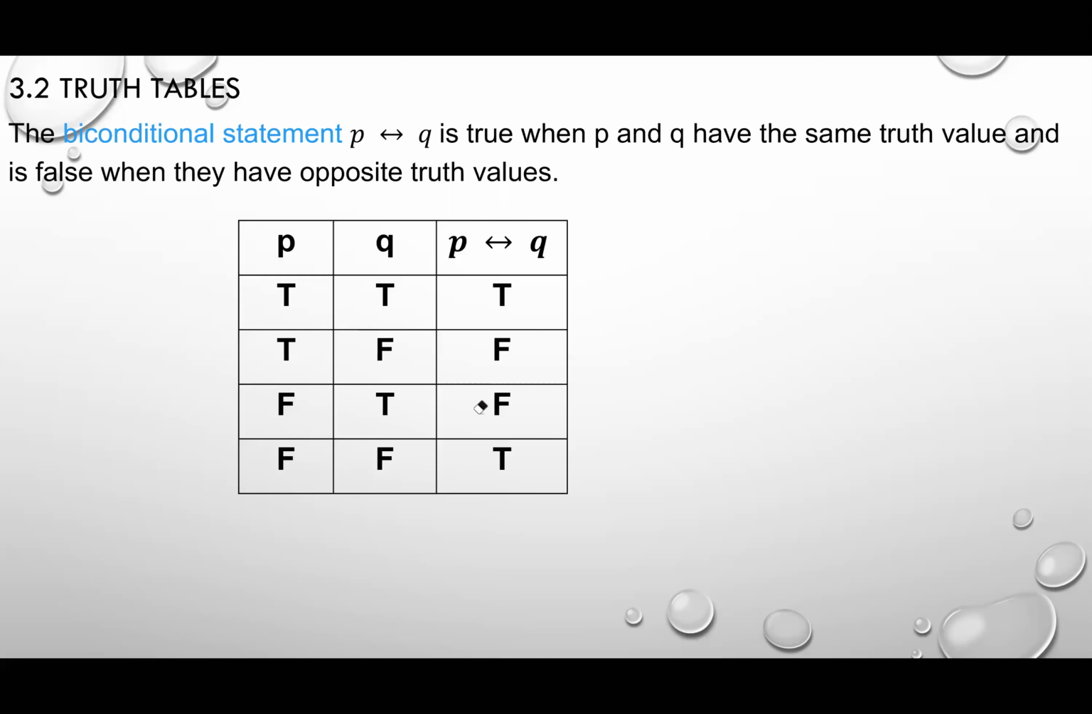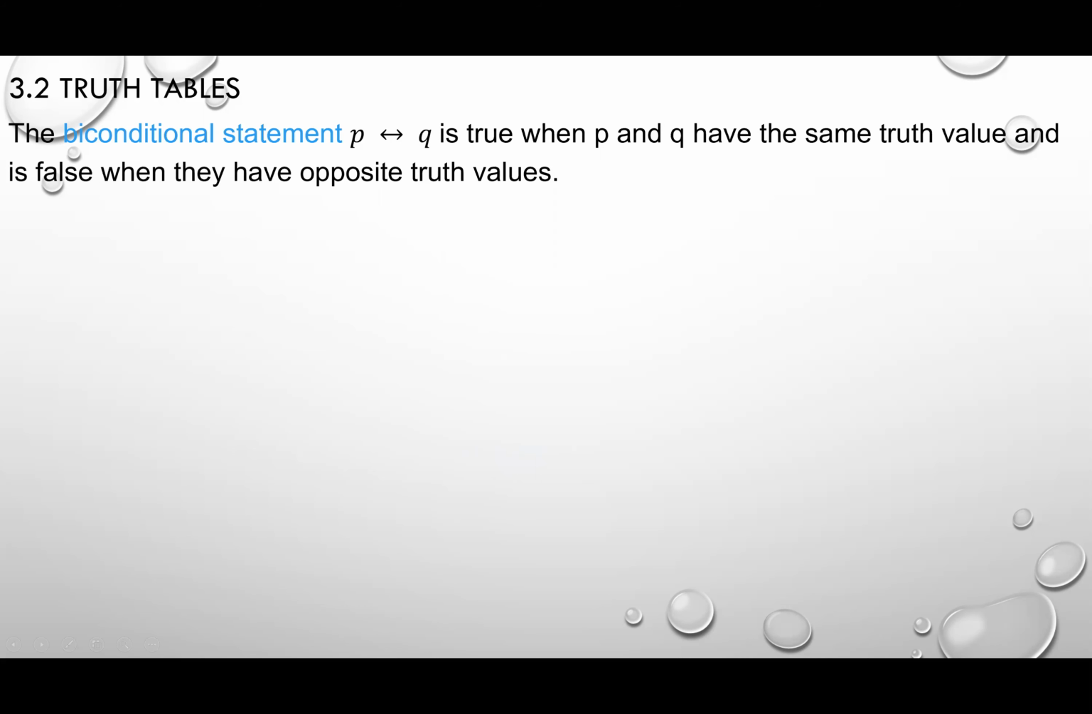The biconditional statement, which is the double arrow, is true only when they have the same value. Two of the same T, the result is true. Two of the same F, the result is true. If they don't have the same, it's false. So here comes the hardest one. I don't know why, but I think it's the hardest one to remember.